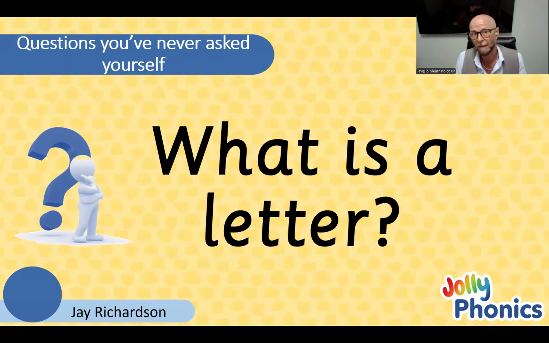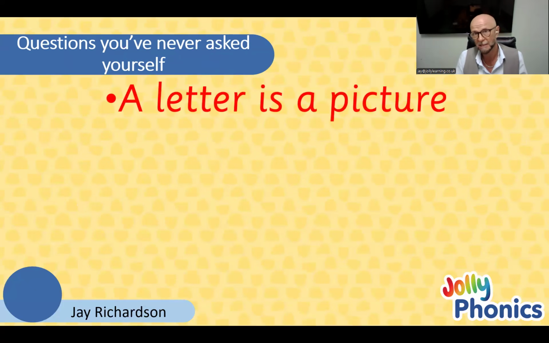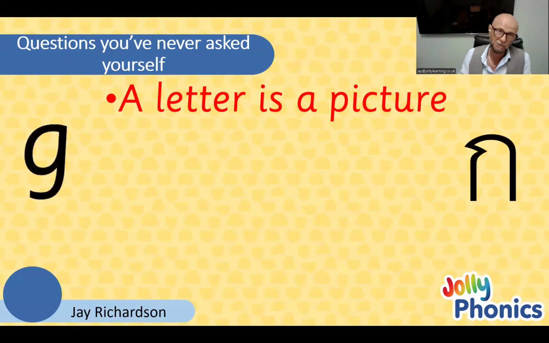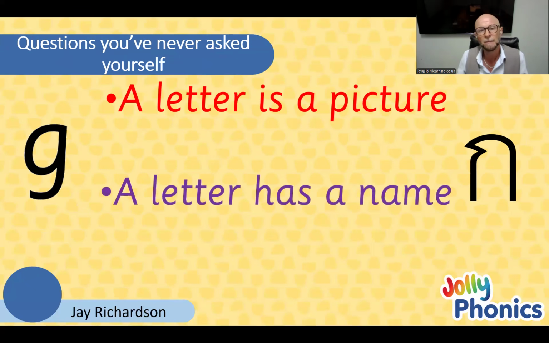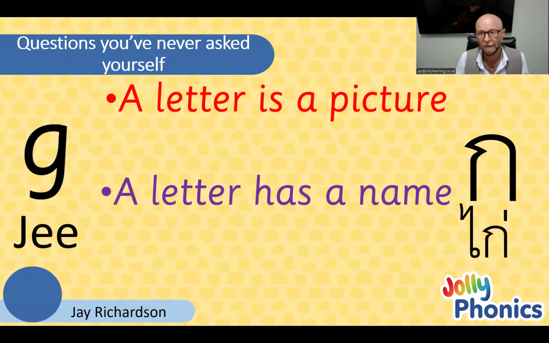What is a letter? A letter is no more than a picture, right? Here's a picture of the letter G. And there's a picture of a Thai letter on the other side, one of the Thai sounds. These have names. The English letter on that one side is G, and the Thai letter on the other side is Gai. It means chicken, but it's Gai. That's the name of it.